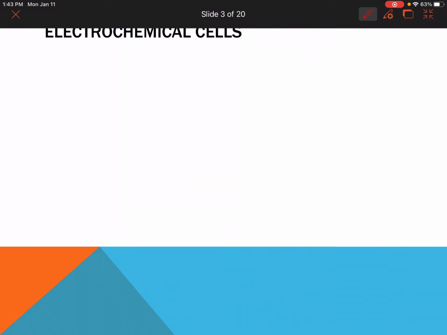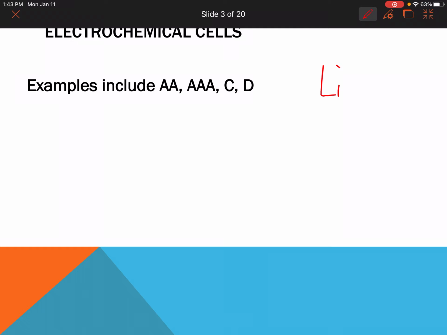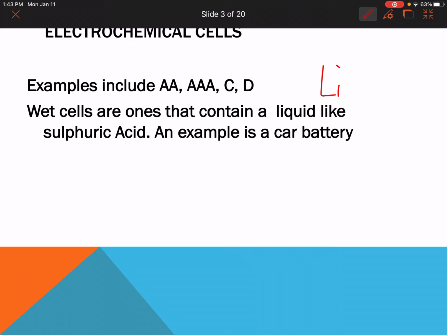Okay, so electrochemical cells. Examples of this are AA, AAA, C, D. We've got our lithium batteries now for phones, that kind of stuff. Wet cells are ones that contain a liquid like sulfuric acid. For example, a car battery would contain sulfuric acid, so you've got to be really careful with them. So car battery is what you're filling in there.